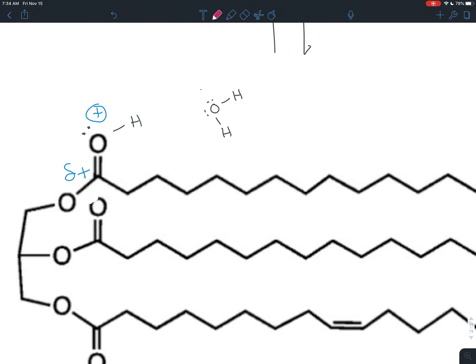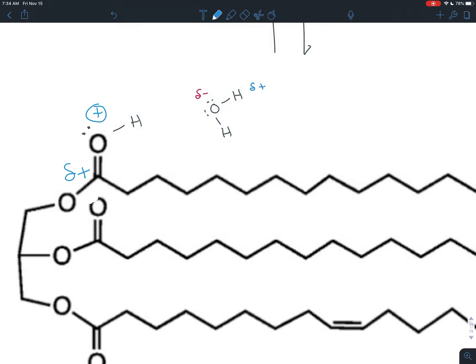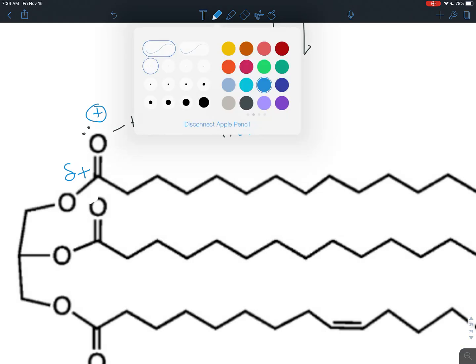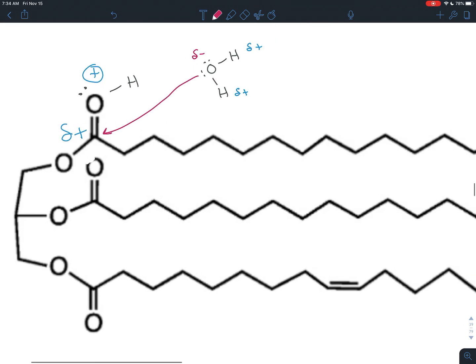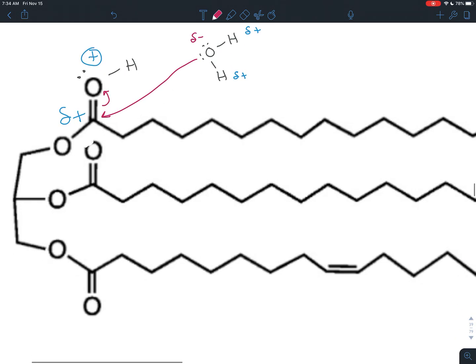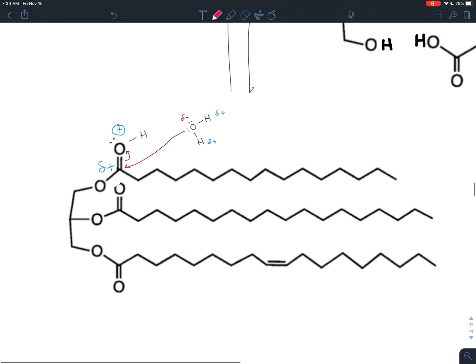Well, what can attack that electrophile? Our nucleophilic oxygen of water. And so that oxygen can swoop in, attack the carbonyl carbon. The pi bond would break, sending electrons up to the oxygen to stabilize the positive charge there. Now, if we're going to step back and imagine what's happening here, we would classify that as a nucleophilic attack.